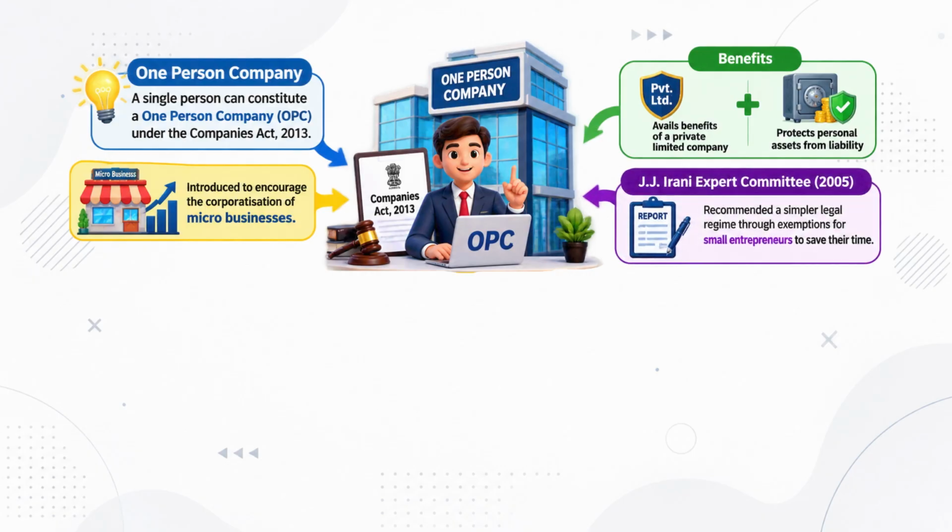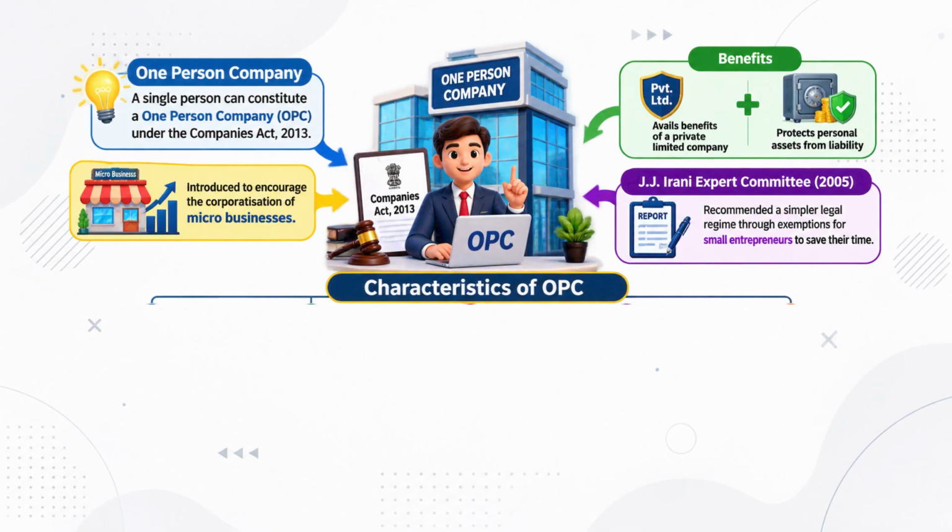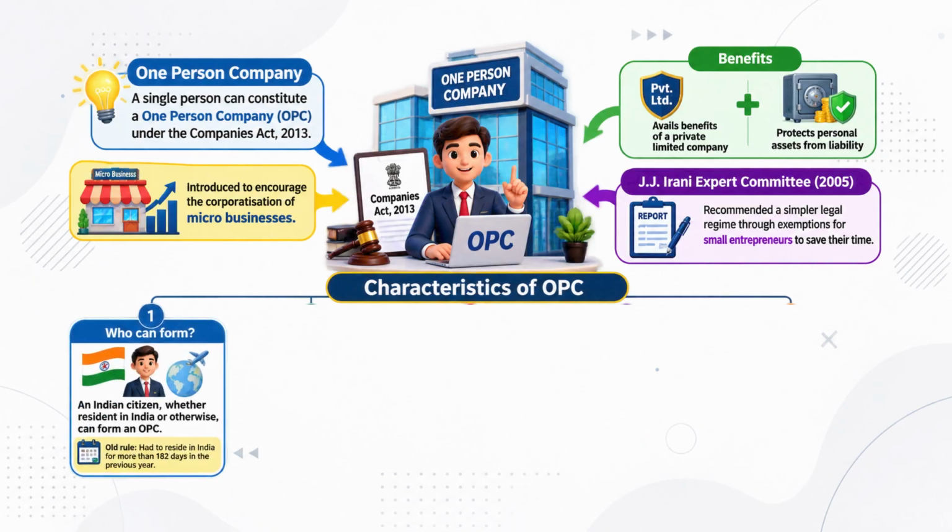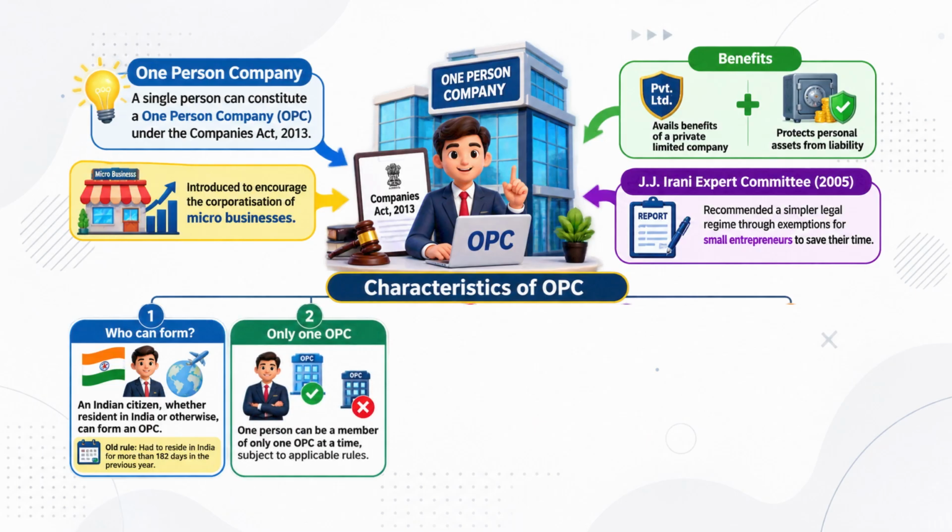In 2005, the J.J. Irani Expert Committee recommended a simpler legal regime through exemptions for small entrepreneurs to save their time. Let us look at the characteristics of a one-person company. An Indian citizen, whether resident in India or otherwise, can form a one-person company. Under the old rule, the person had to reside in India for more than 182 days during the previous year.